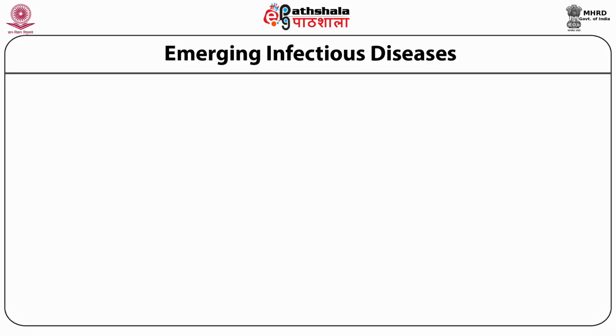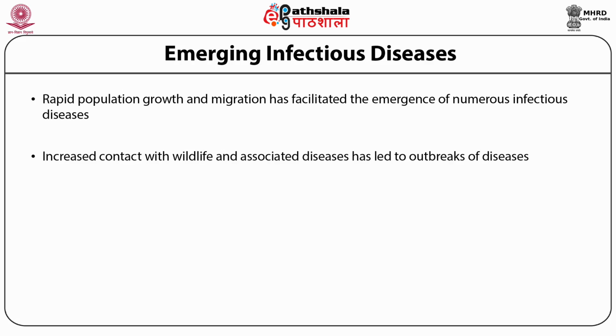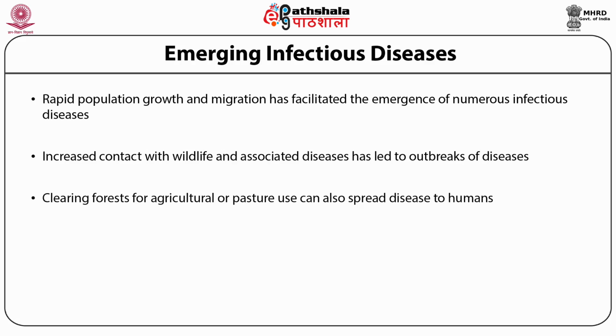Emerging infectious diseases. Rapid population growth and migration has facilitated the emergence of numerous infectious diseases. Increased contact with wildlife and associated diseases has led to outbreaks of diseases. Clearing forests for agricultural or pasture use can also spread disease to humans.